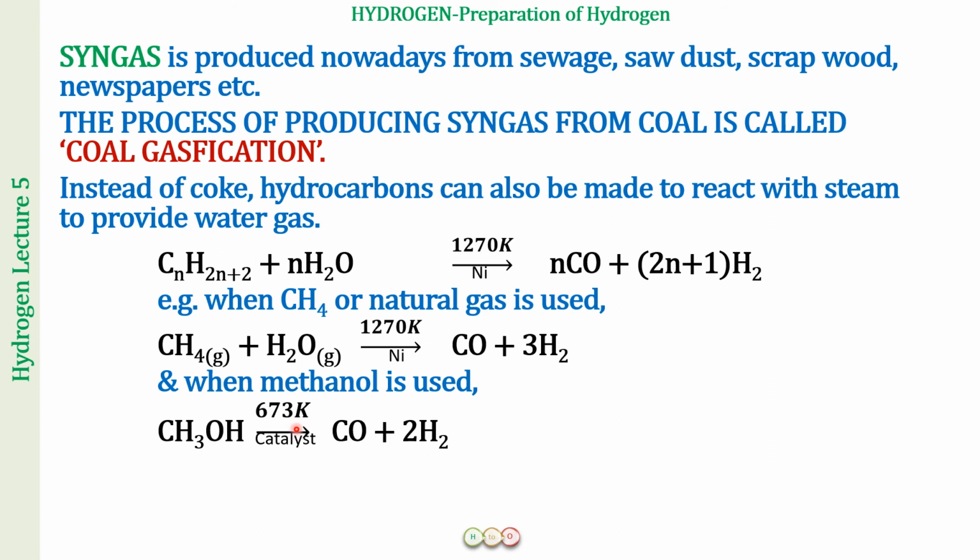Now on this slide there is one more reaction: we can also use methanol for the production of water gas. So methanol at a temperature of 673 Kelvin in the presence of a catalyst, when we heat this, it is going to form carbon monoxide and hydrogen, that is water gas. And actually the opposite reaction is very important for us. Carbon monoxide, when this reacts with hydrogen, produces methanol, and that is why we call this syngas. Because of the use of water gas in the production of methanol and other organic compounds, we call water gas syngas. You will be seeing that reaction when we talk about the properties of hydrogen.